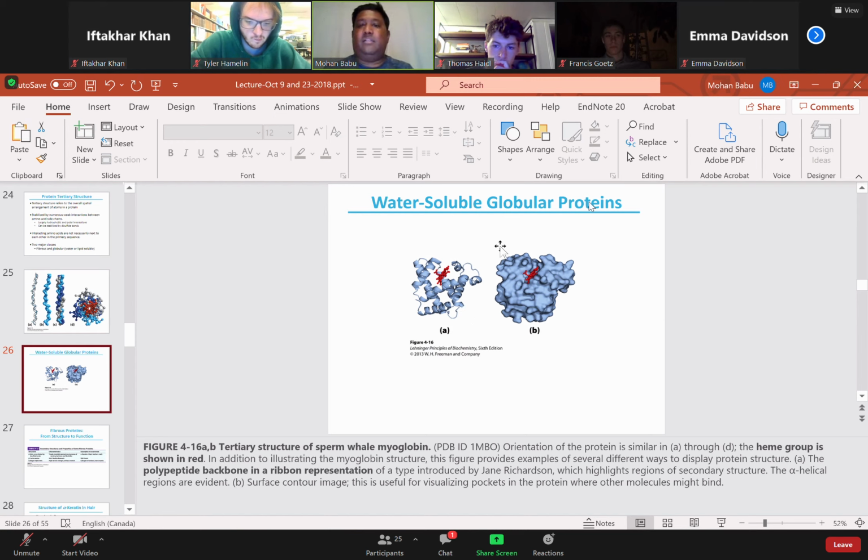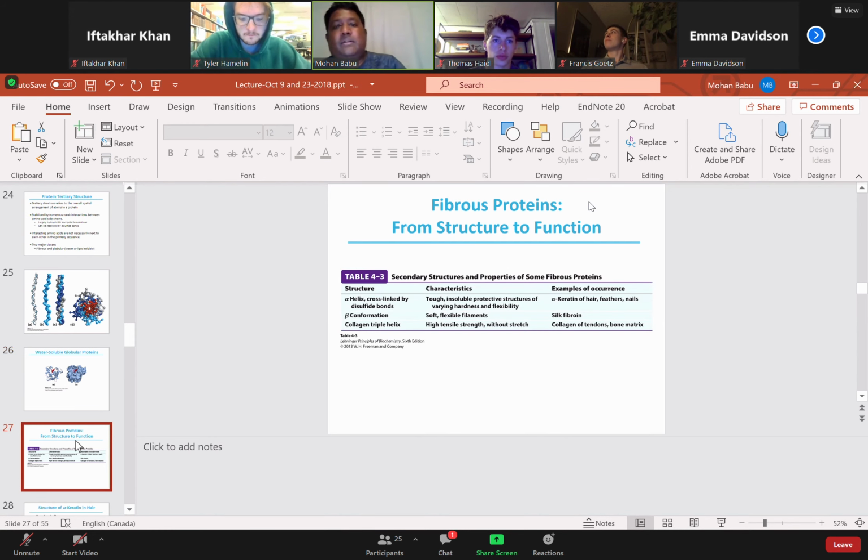Okay, and this is one way of looking at it, through a surface contour image and a ribbon-like structure. Basically it shows where the iron heme group is located in the protein structure. Okay. All right.